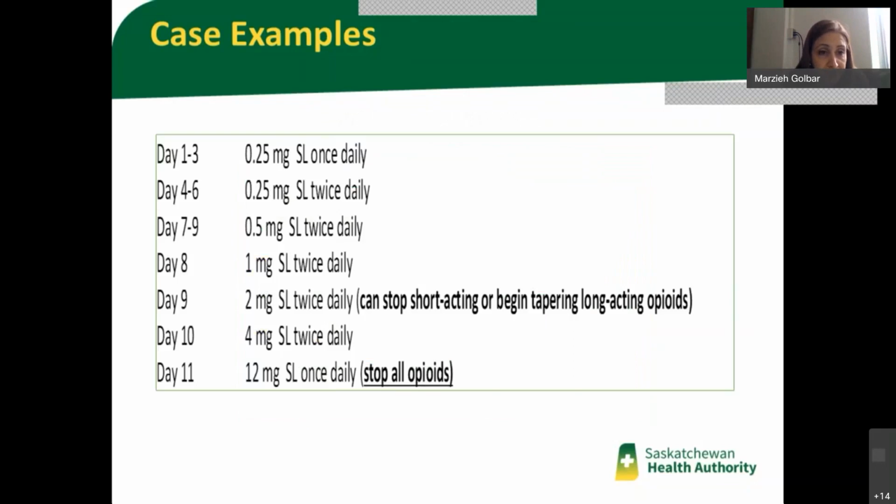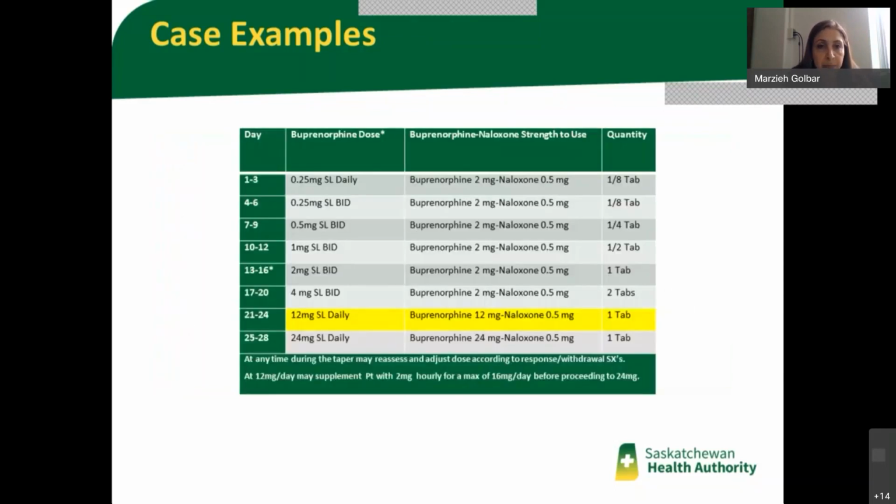Another variation is using a different technique. We will go by even smaller increments on an every 3 days basis. Once at the 8th day, we go to once-a-day dosing. And as you see, at 4 milligrams, we stop all the short-acting opioids. And at 12, all the opioids are stopped, including the extended release ones.